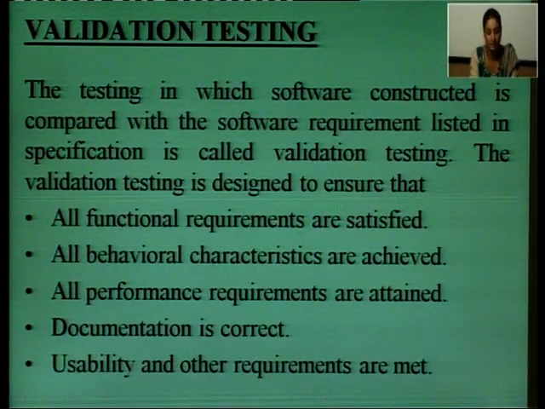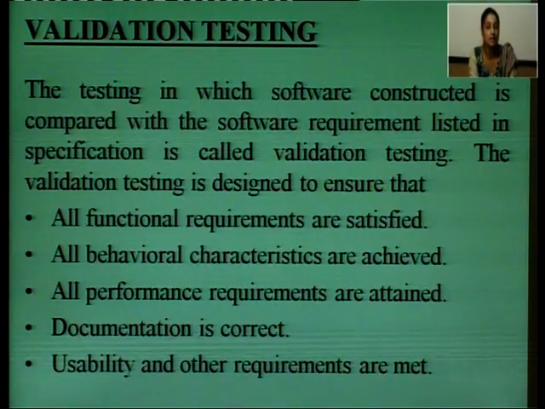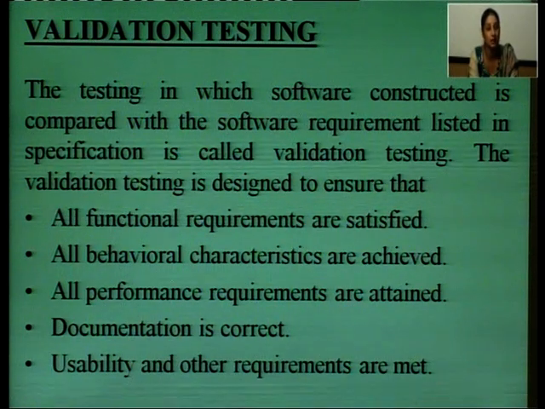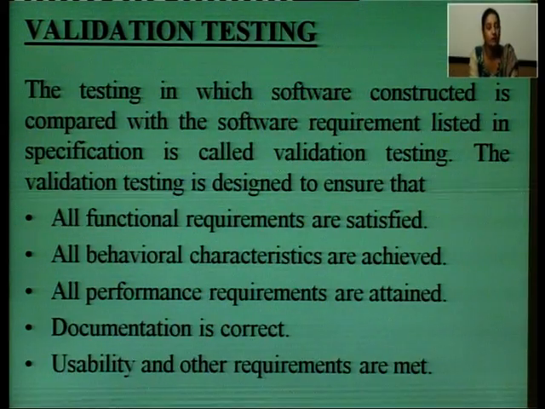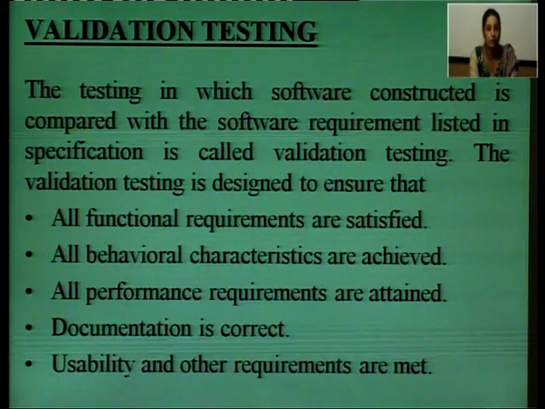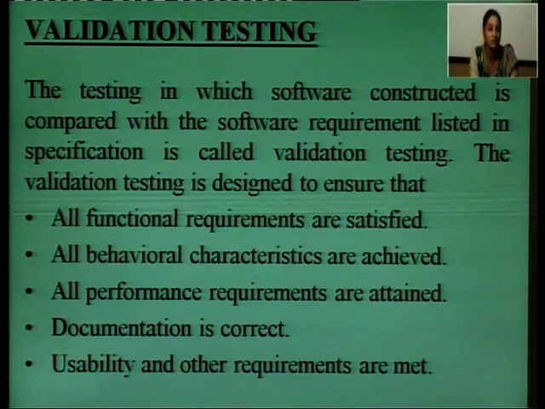Now the next testing is validation testing. The testing in which the software constructed is compared with the software requirements listed in the specification is known as validation testing. In this we test the software against the user requirement, whether we made a system according to the user requirement. So all user requirements are tested in this phase.